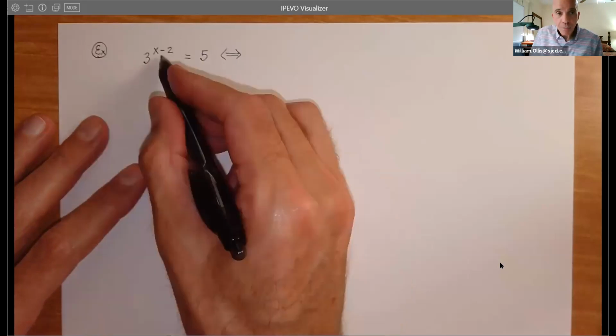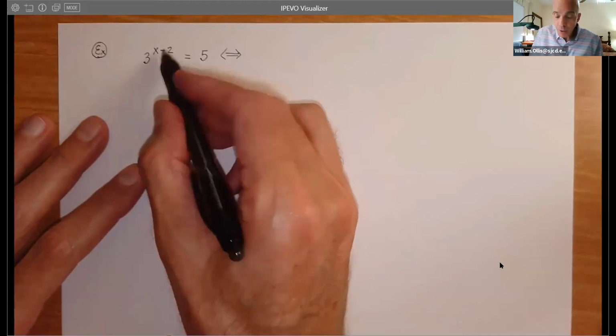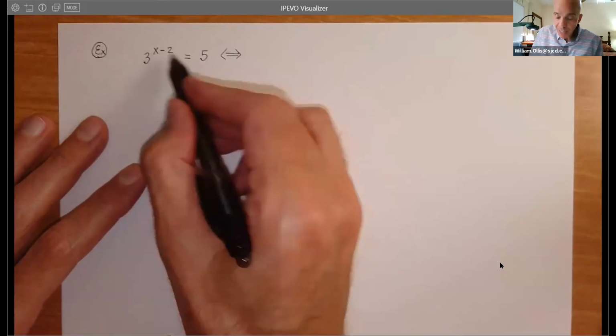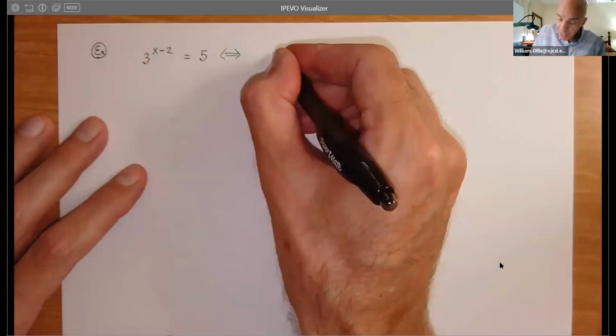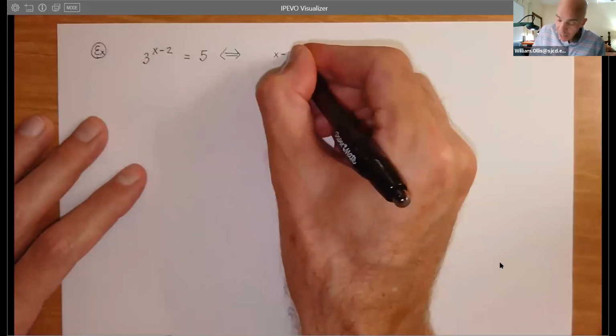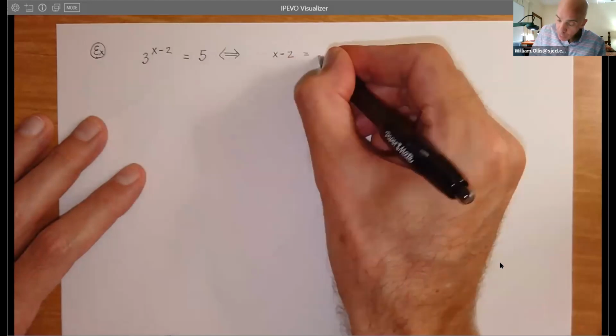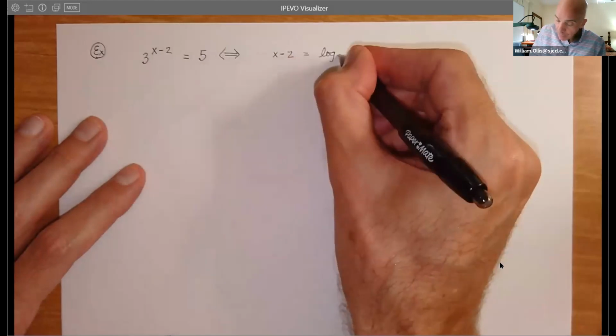What's a logarithm? Power of the base. The power of 3 that equals 5 is x minus 2. So x minus 2 is the base 3 logarithm of 5.